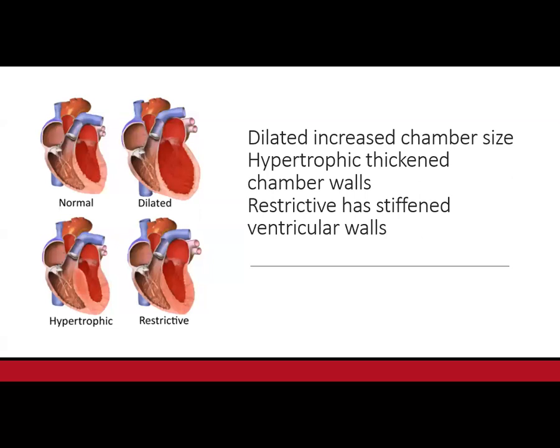So dilated, increased chamber size, and hypertrophic, thickened chamber size, restrictive. So when your valves are dilated, it causes increased chamber size, which causes hypertrophic thickened chamber walls. Restrictive has stiffened ventricular walls instead. So on here, we can see here's our normal, here's our dilated, our hypertrophic, and our restrictive.